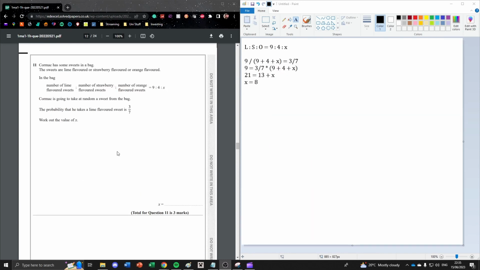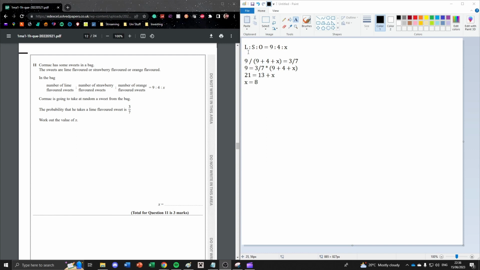So question 11 is talking about ratios and probability and how they interact. We're told there are some sweets in a bag that are either lime flavored, strawberry flavored, or orange flavored. The ratio of the number of lime flavored sweets to the number of strawberry flavored sweets to the number of orange flavored sweets is 9 to 4 to x. And we're also told that if we take a random sweet from the bag, the probability of taking a lime flavored sweet is 3/7. And we're then asked to work out the value of x.